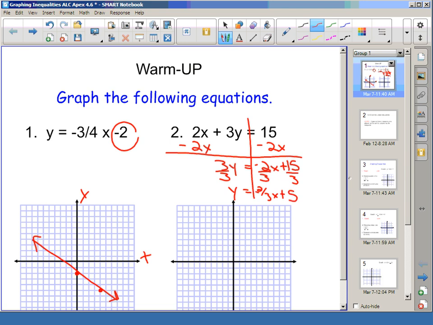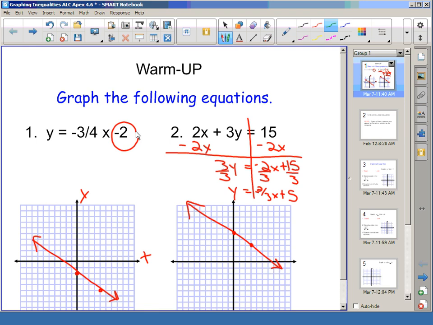So we go to 5 on the y-axis, 1, 2, 3, 4, 5. Go down 2 over 3, and there's our line. All right, so that's review from a couple sections before, slope-intercept form.